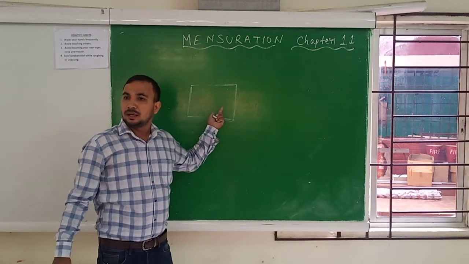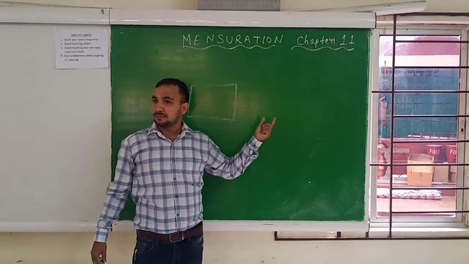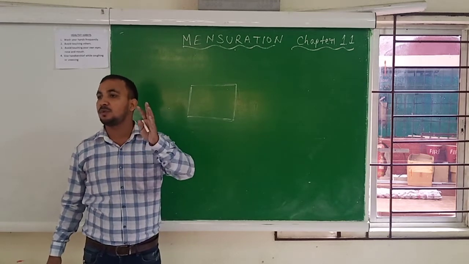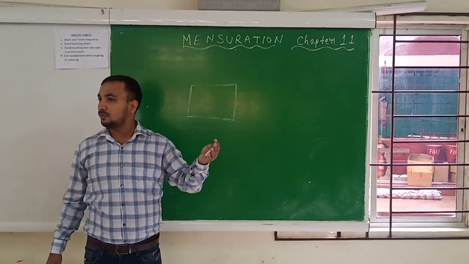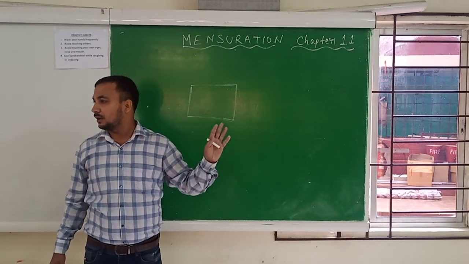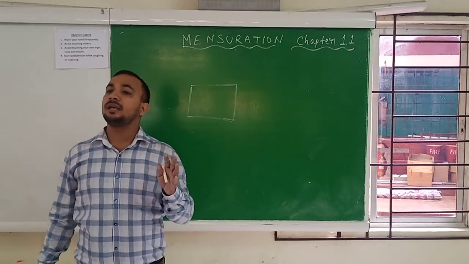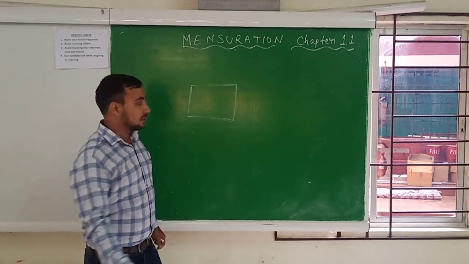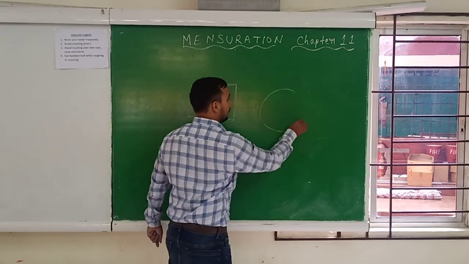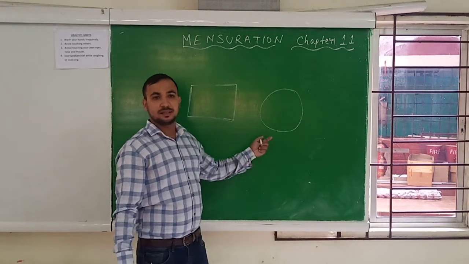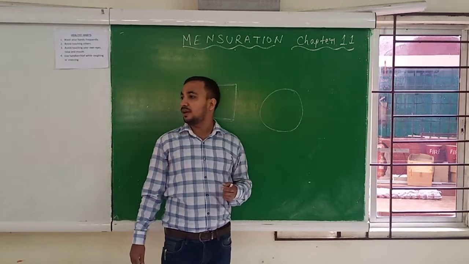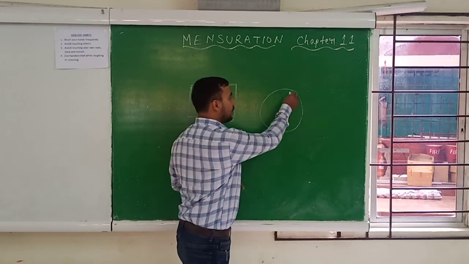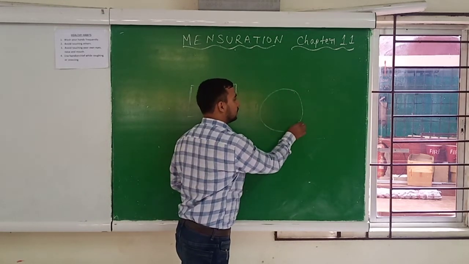Okay, for a polygon, do you know what a polygon is? Any figure made up of line segments. For triangle, parallelogram, quadrilateral, pentagon, hexagon, heptagon, whatever it may be, we say the boundaries are the perimeter. But if it is a circle, the perimeter is known as circumference. The boundary is called circumference. This boundary, this is the circumference.